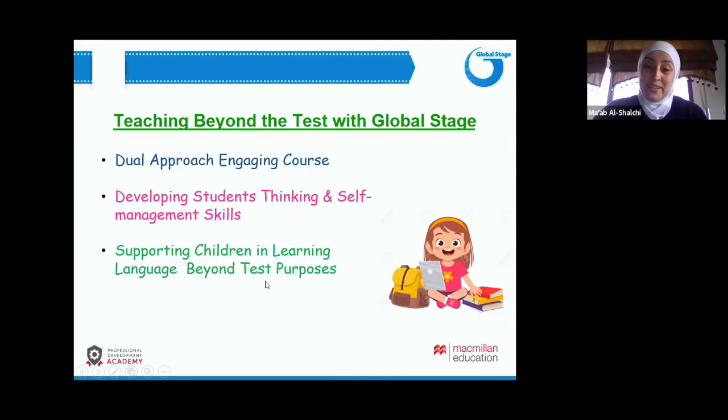It supports children in learning language beyond test purposes, which is, I am sure, not only from my point of view, but from a lot of you out there who share my same point of view, that we need children to learn beyond, this is the magic word, beyond test purposes.